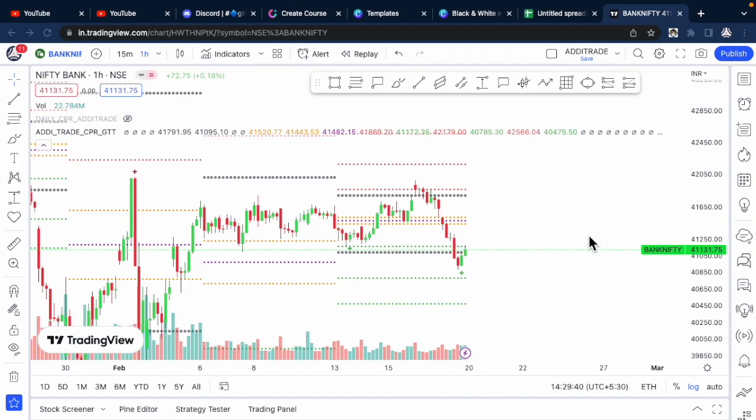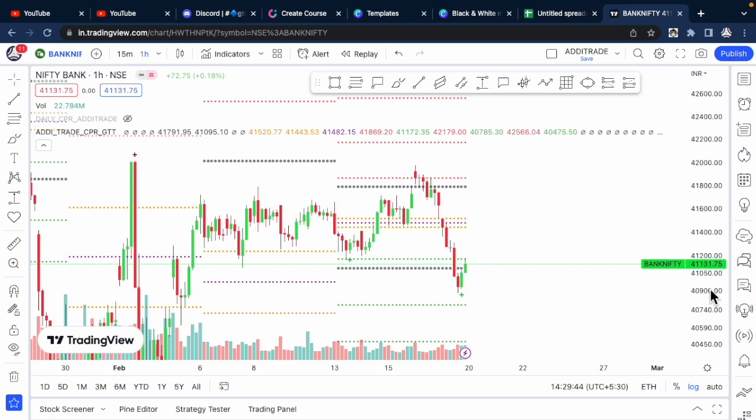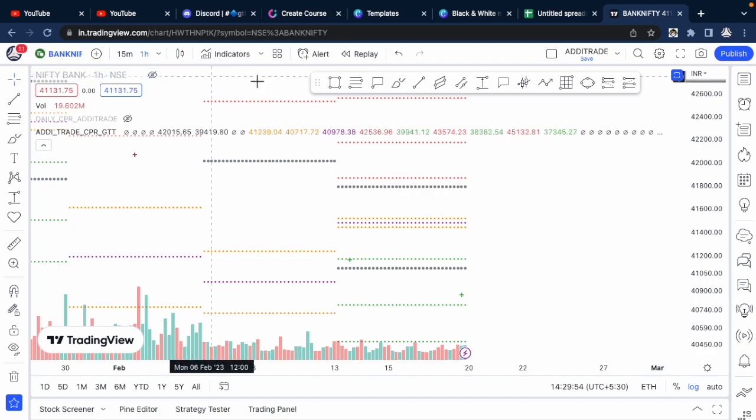Today we're going to be seeing the weekly CPR trade review, how we could have built our view or study for the week using the weekly CPR. We're going to see the week from 13th Feb to 17th Feb. Let me just put off the price action and show you.